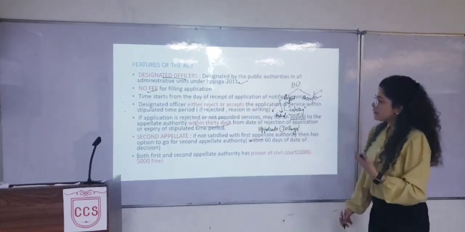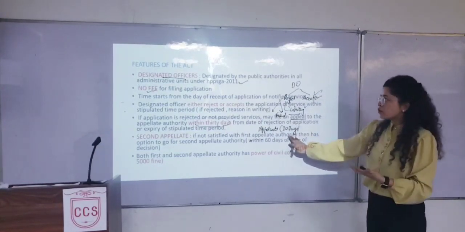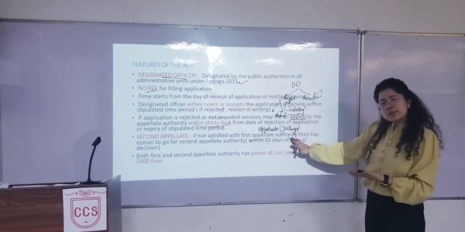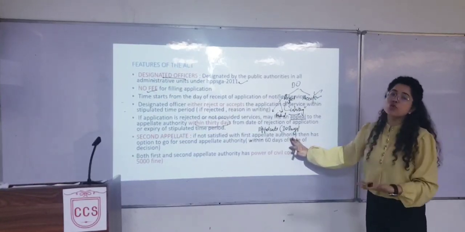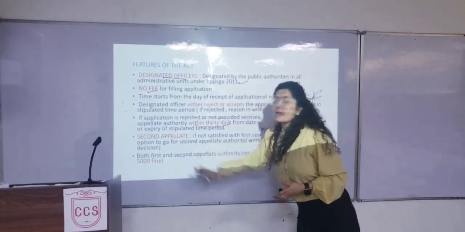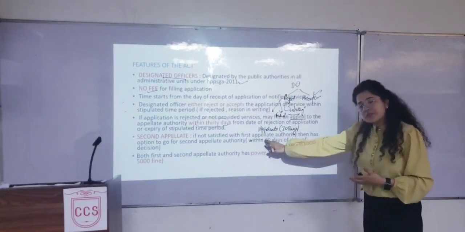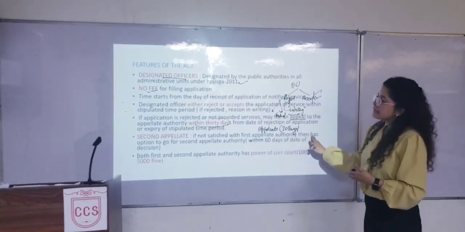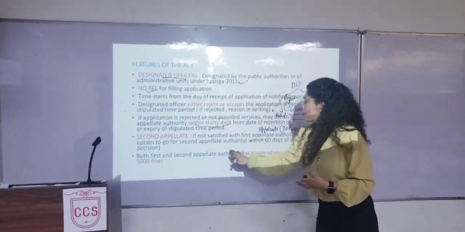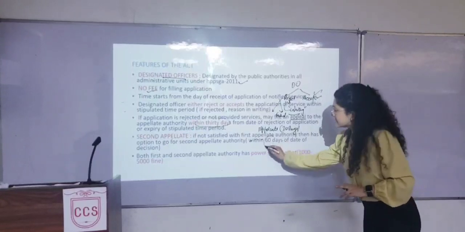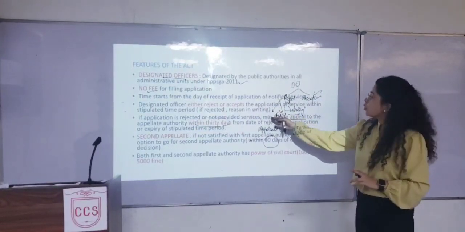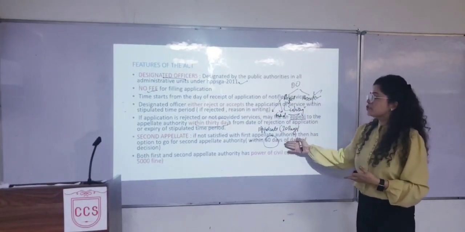And yes, even if the appellate authority rejects or is not able to provide the services, then a second option is also available, that is your second appellate authority. So that means if the applicant is not satisfied with the first appellate authority, then they have the option to go to the second appellate authority, but provided within 60 days. First appellate authority means 30 days hai, aur second में it's your 60 days.